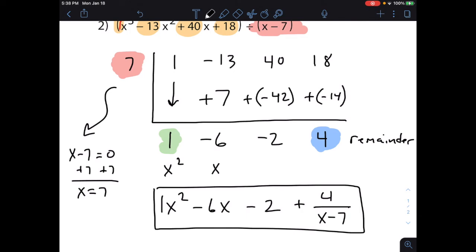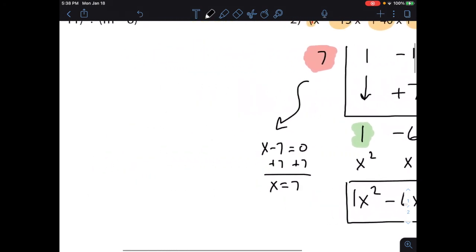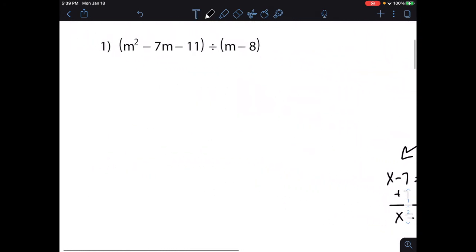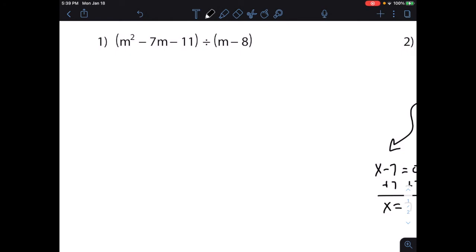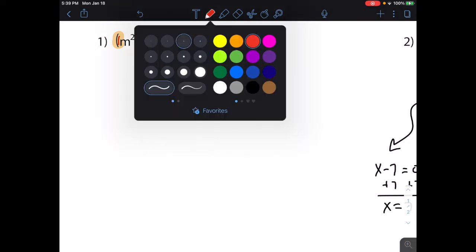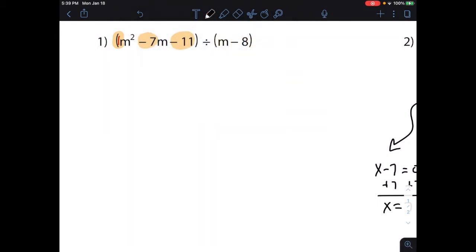Okay, let's look at another one. So let's go back over here and look at this one that only has 3 terms in the polynomial that we're dividing. So we're going to do the same process again. So we're going to look at those coefficients. So here there's a 1 there, right? There's a -7, and then that constant is -11. So I can go ahead and add that 1 in there just so we can have it. So what we have is a 1, a -7, and a -11.